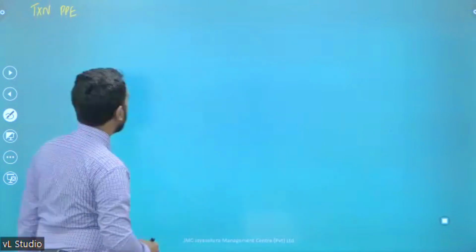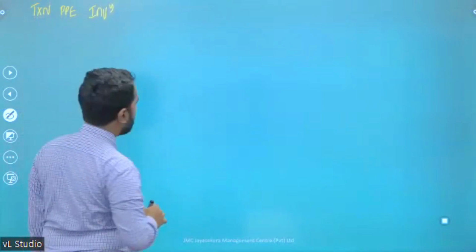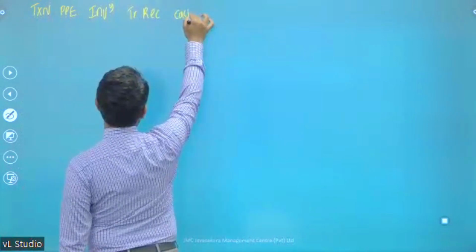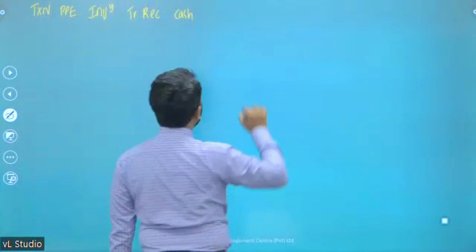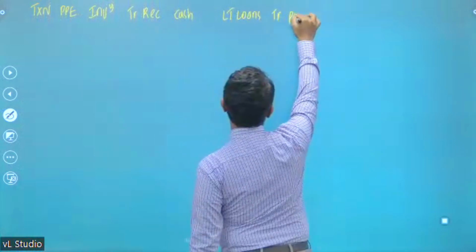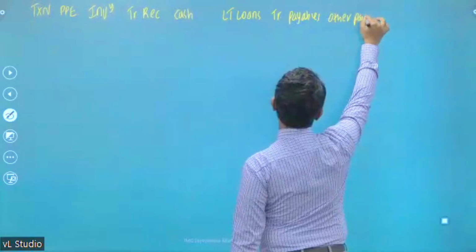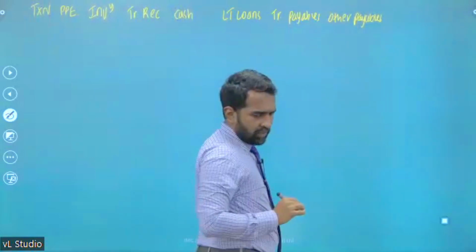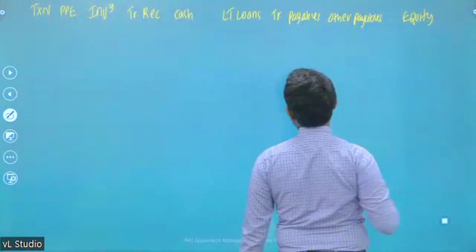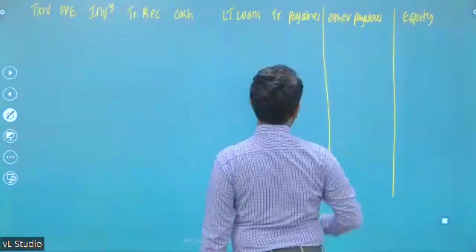So PPE, inventory, trade receivables and cash. Then we have the long-term loans, trade payables, other payables, and finally we've got the equity. Right. So these are the items we need to record.